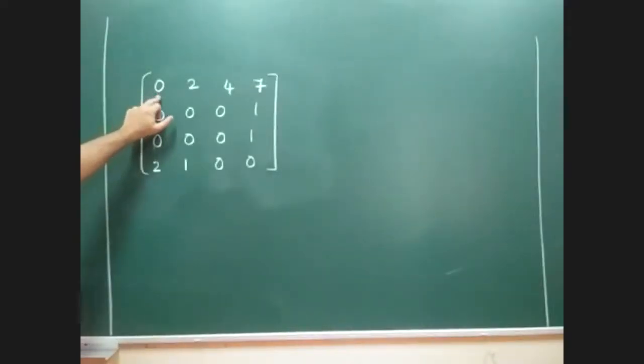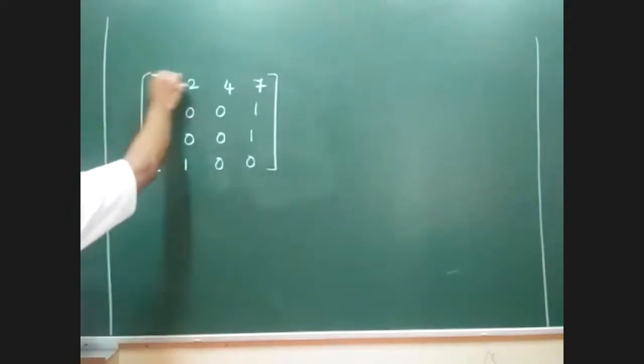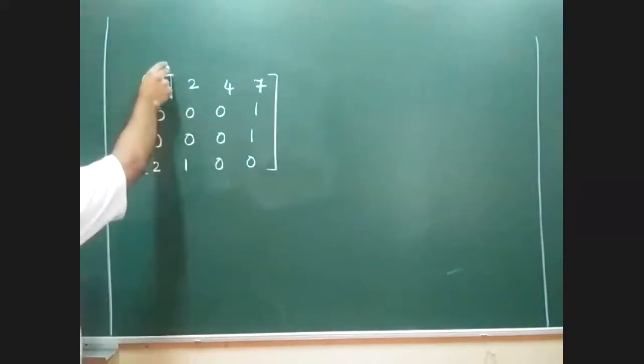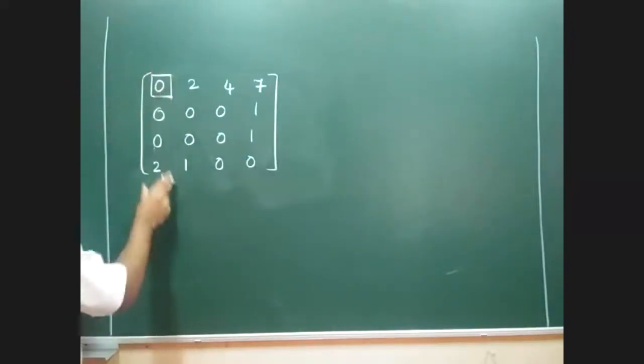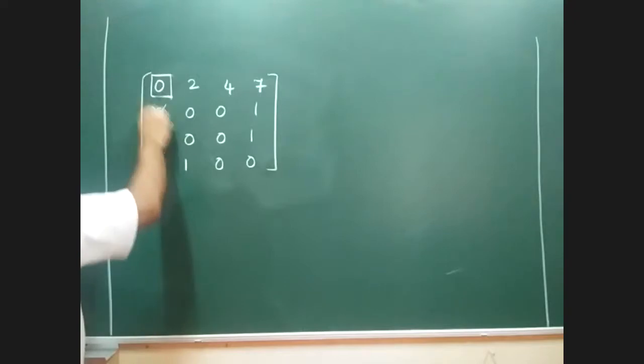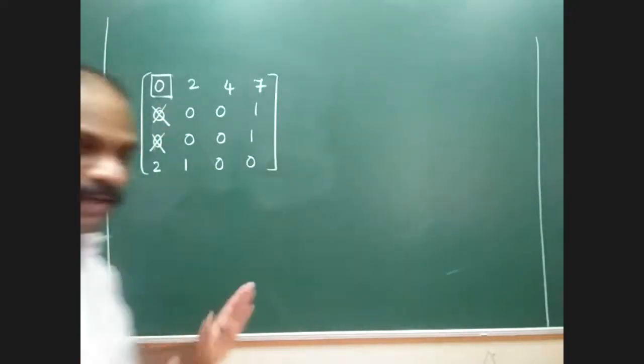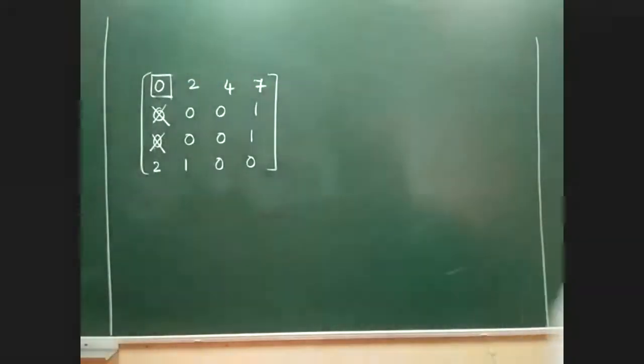If I'm taking this particular value, I'm going for allocation. As usual, all the other zeros of that particular column have to be blocked, and this zero will be blocked. Okay, I think everybody is clear. This is the regular method.